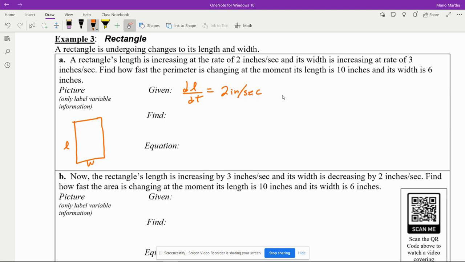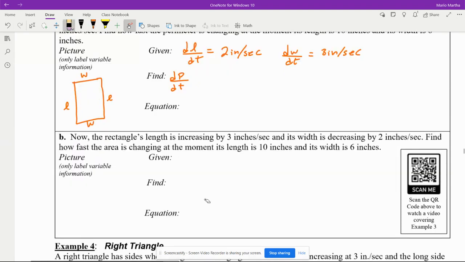And then we're also given that the width, dw over dt, is increasing as well, at a rate of 3 inches per second. So that's another given. And then what we need to find, they're asking us how fast is the perimeter changing? So we need to find dp over dt.